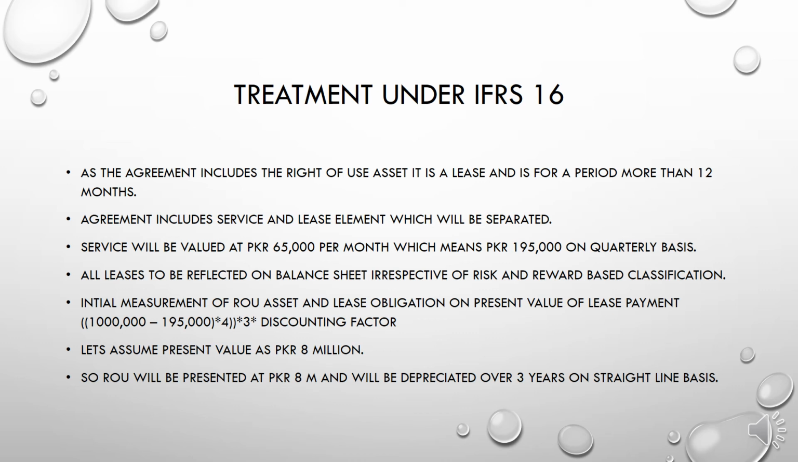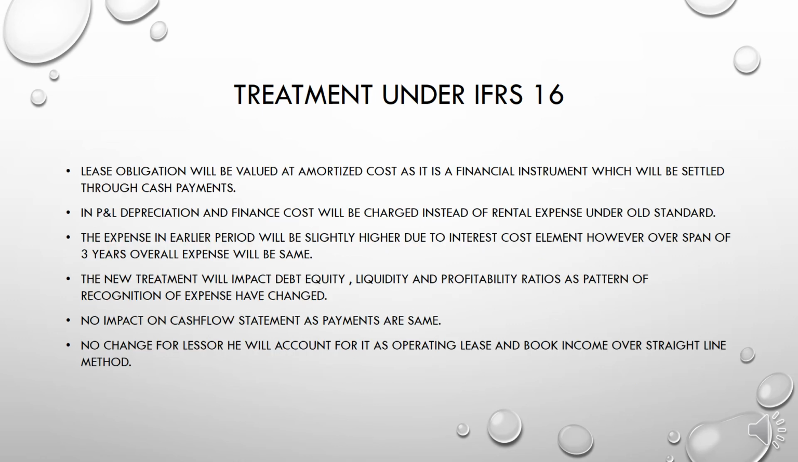The asset will be depreciated on a straight-line basis over 3 years and the lease obligation measured at amortized cost, as it is a financial instrument which will be settled through outflow of cash. In P&L, depreciation and finance cost will be charged, compared with the rental expense that was being charged for the lessee under the old accounting standard. The expense in the earlier period is likely to be slightly higher as the liability value is going to be higher in the earlier period, and it will reduce as payments are being made by the lessee to the lessor. So the spread of expense is going to change a bit.